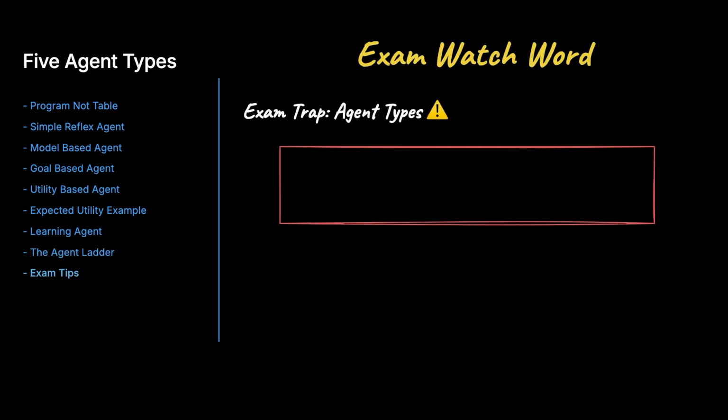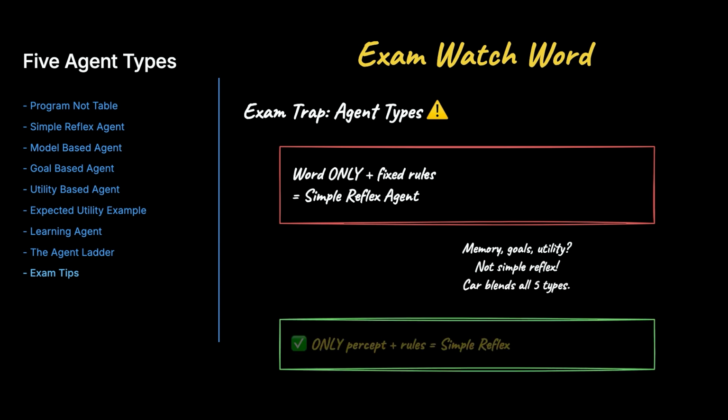For the exam, watch for the word only. If a question says the agent acts based only on the current percept and fixed rules, that is the signature of a simple reflex agent. The moment memory, goals, or utility appear, it is more advanced. Remember that a real self-driving car blends all 5 at once.